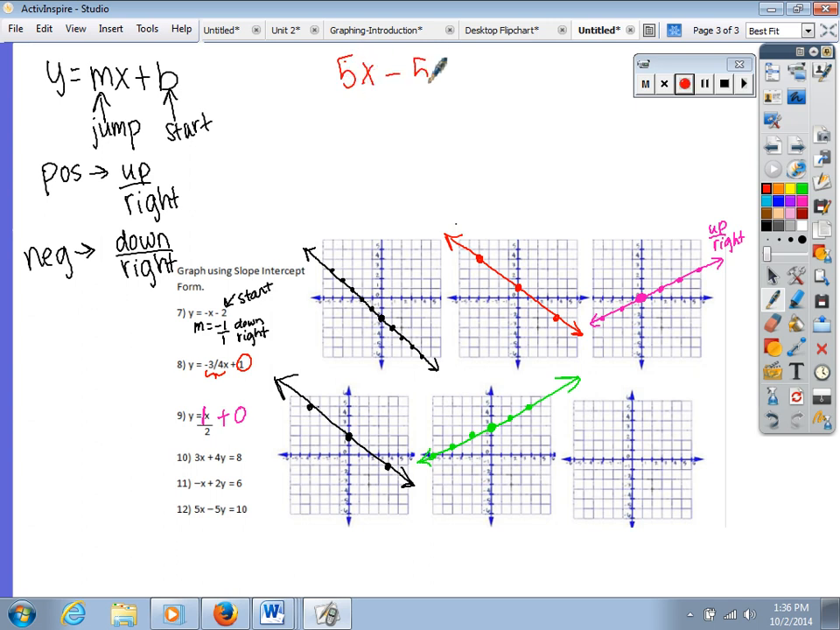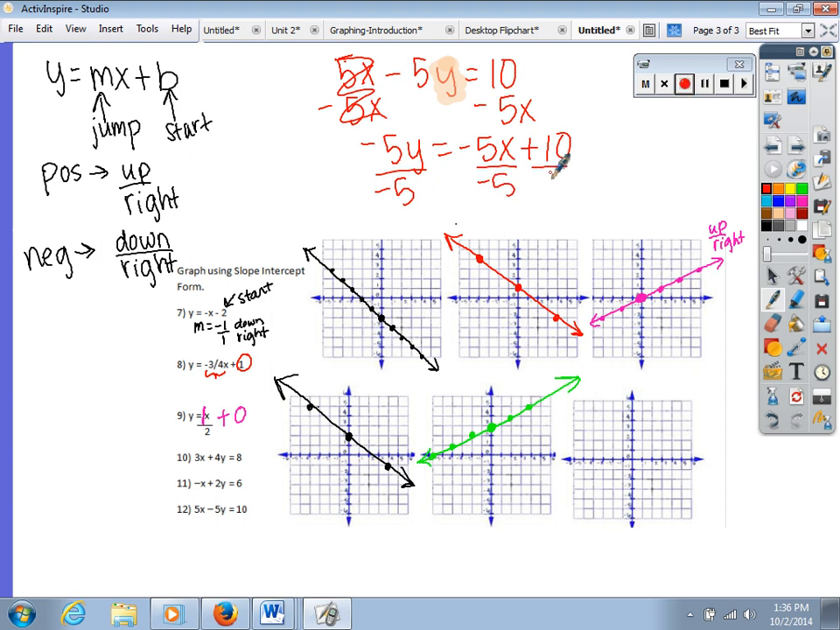Okay, so here's my problem. Once again, I need to go ahead and highlight my variable. So I need to move over my 5x. Negative 5y equals negative 5x plus 10. Divide everything by negative 5. Then I'm going to simplify.